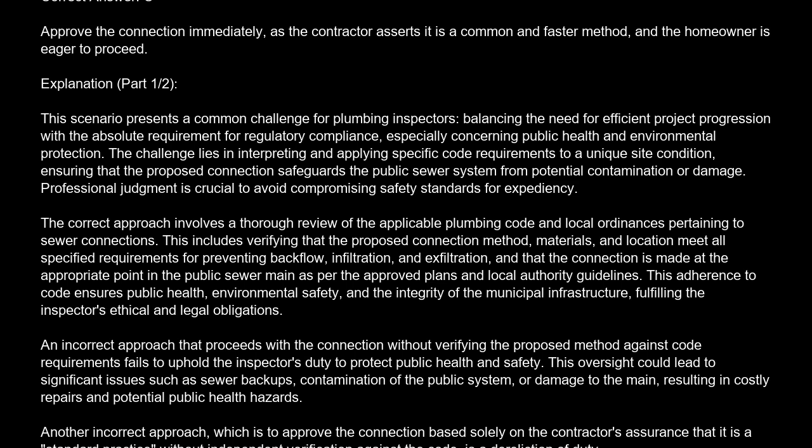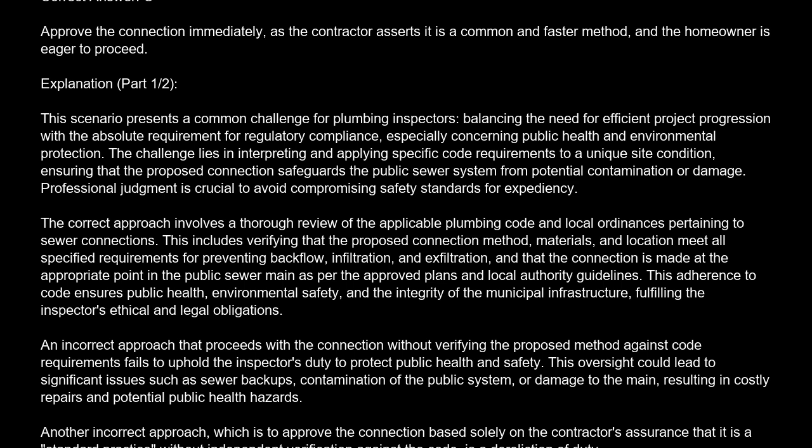and legal obligations. An incorrect approach that proceeds with the connection without verifying the proposed method against code requirements fails to uphold the inspector's duty to protect public health and safety. This oversight could lead to significant issues such as sewer backups, contamination of the public system, or damage to the main, resulting in costly repairs and potential public health hazards.